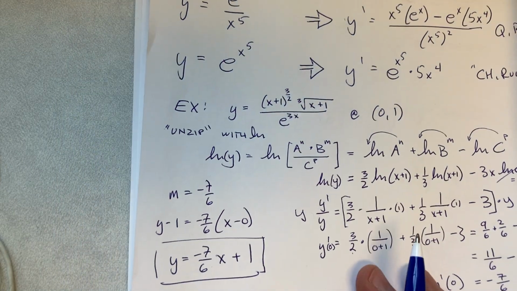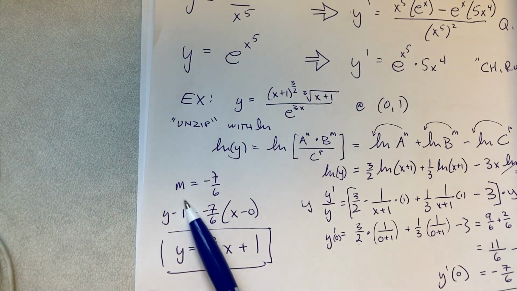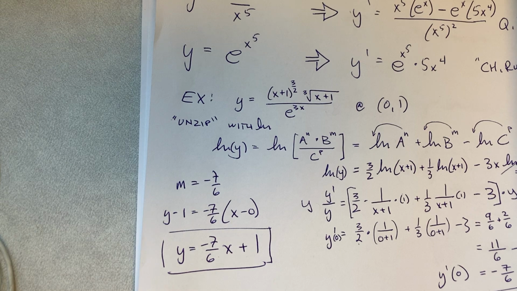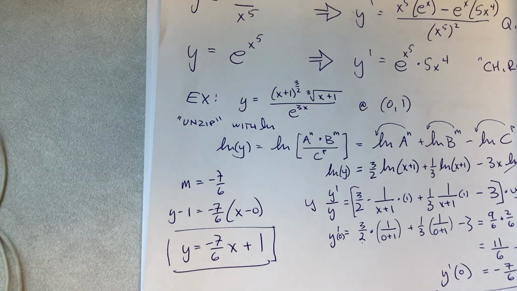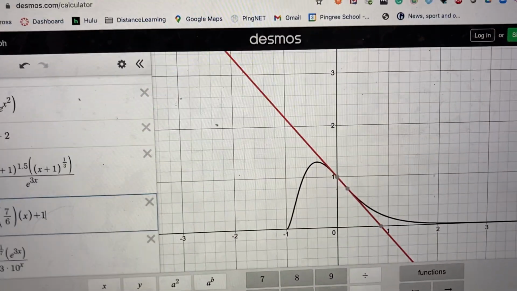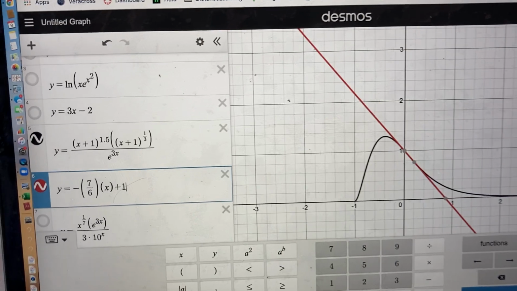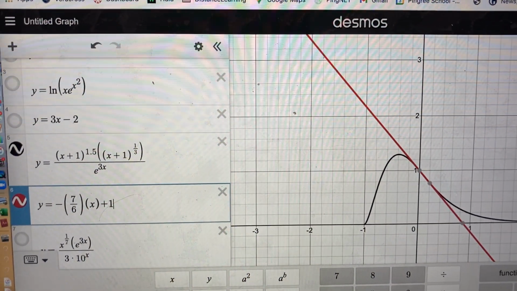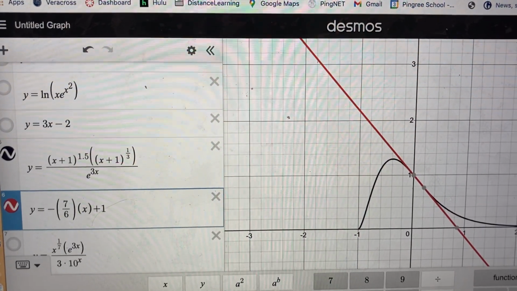So now I just put it into point slope form. There's the slope. My point is 0, 1, and I work it out and I get my equation for the line, okay? Just so you can see that I'm not making that up. You'll see here is the graph on Desmos. It's that black curve, and there is our typed in equation showing that it's the slope and the correct equation for that tangent line.